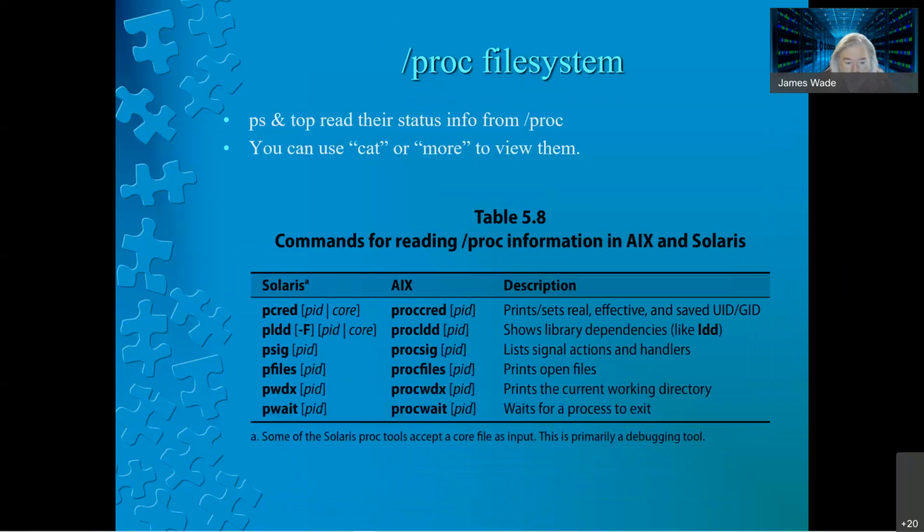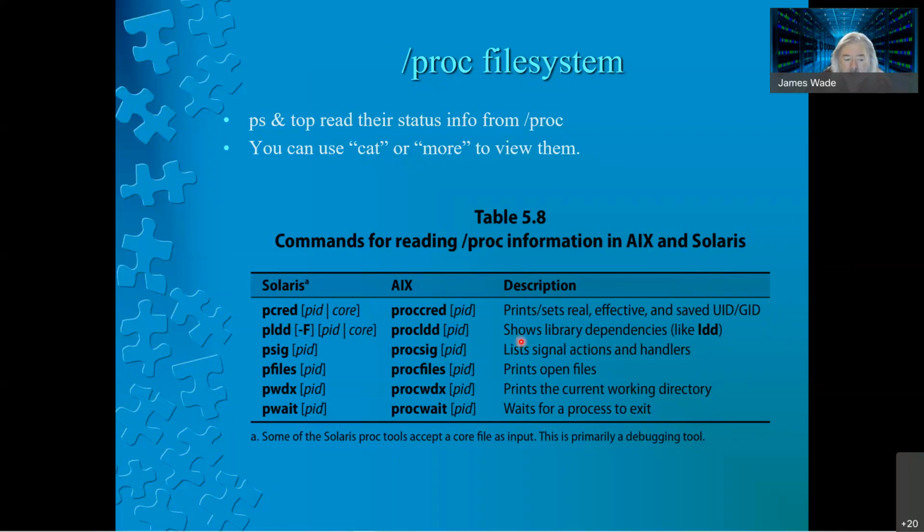Now, you can also use some other commands on AIX and Solaris. If you were to go to the proc directory on AIX and Solaris, same thing. You can't interpret it. It may be just a bunch of numbers. But you can use pcred, which is going to print and set real, effective and saved UIDs.